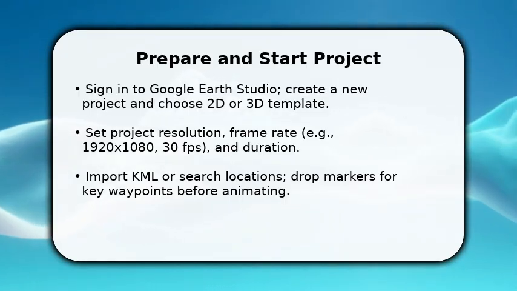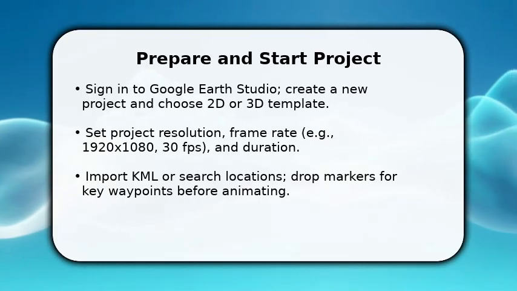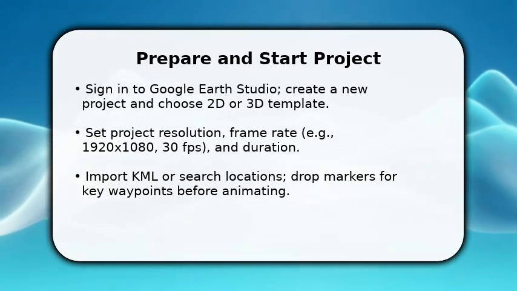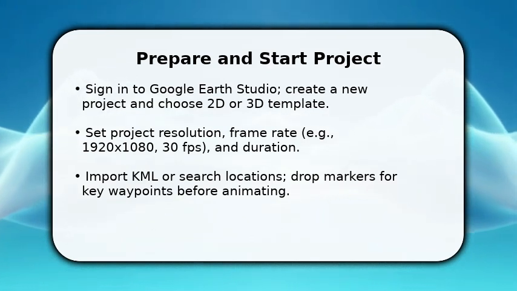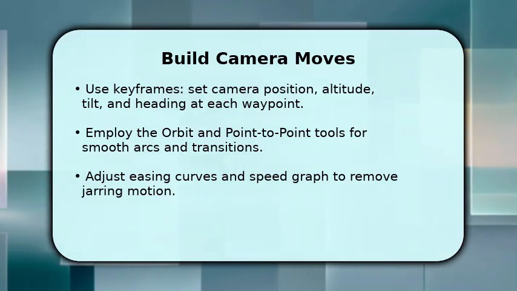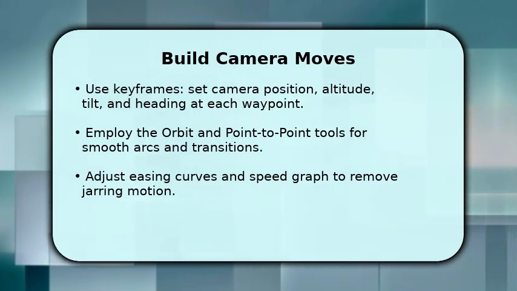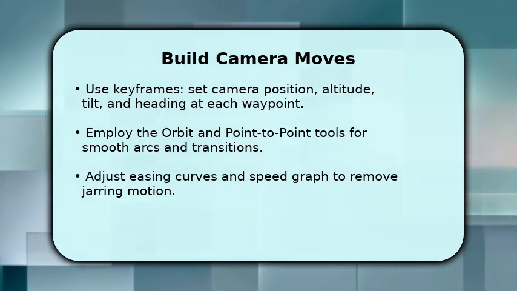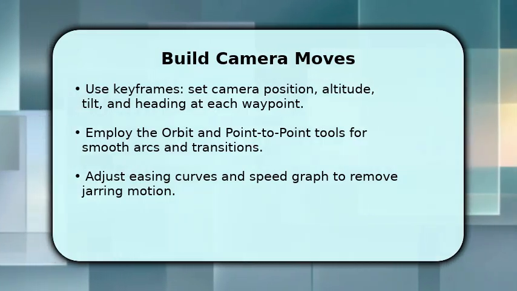Make sure to place markers or keyframes at major waypoints so you can snap camera moves to them. This gets you into the actionable stage immediately without wrestling with later setup. Now create the core animation by placing camera keyframes at each waypoint, setting position, altitude, tilt, and heading to define the move. Use orbit for sweeping shots and point-to-point when you need precise travel between two pins. These tools handle complex paths for you.